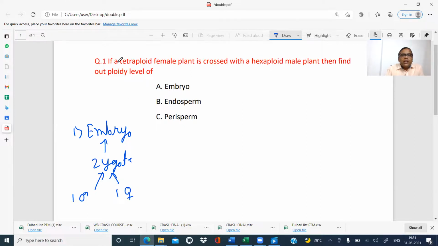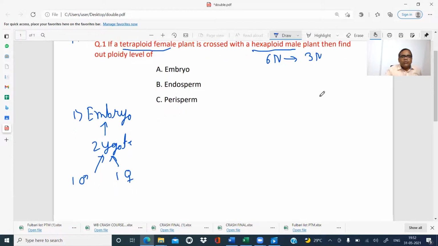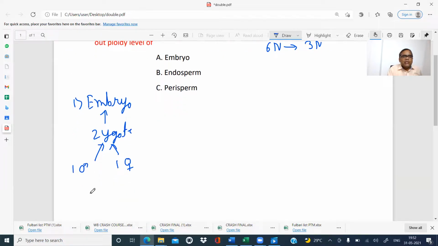If you come to here, this female plant is tetraploid. It clearly means that if this tetraploid undergoes meiosis, it will form 2N. So the female cell will be 2N. But if you see the male part, it is hexaploid, meaning 6N. And if 6N undergoes meiosis, it will form 3N. So from this observation, the male cell is found to be triploid and the female cell is found to be diploid.